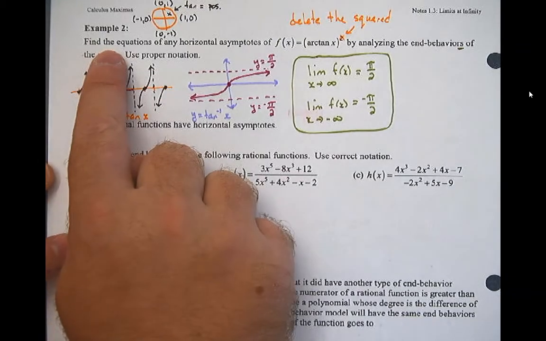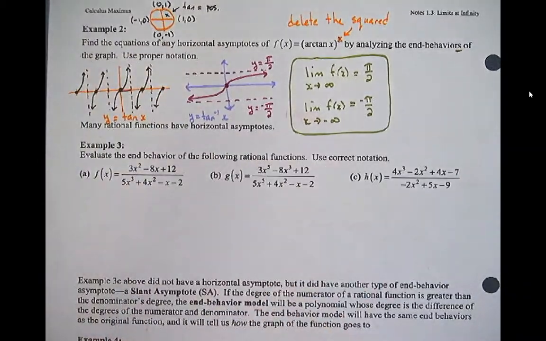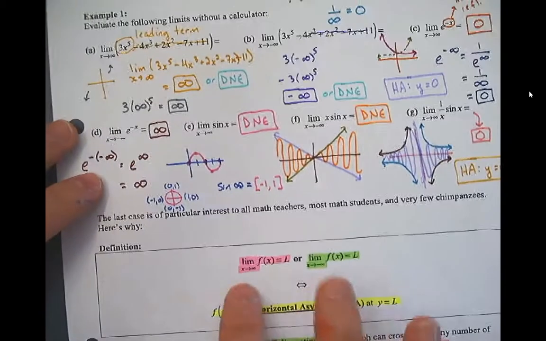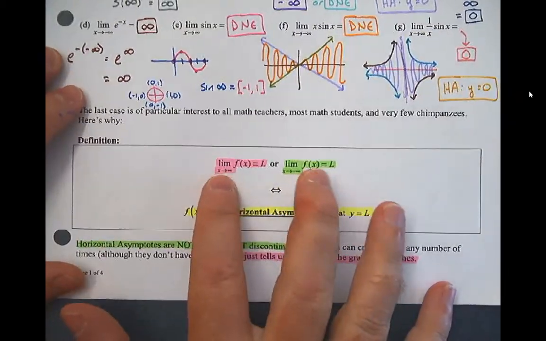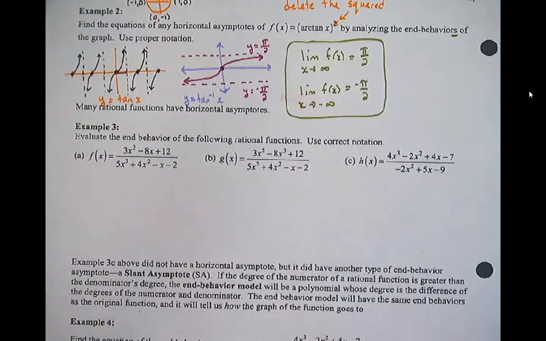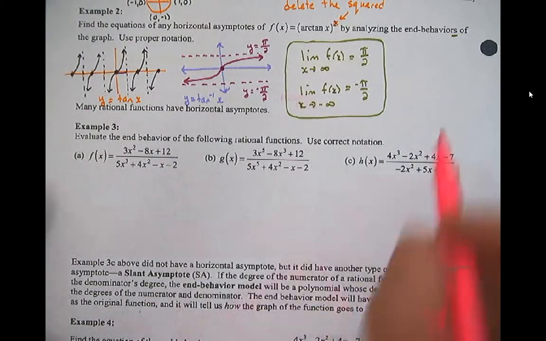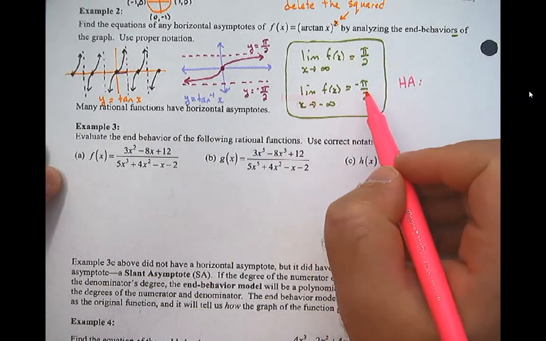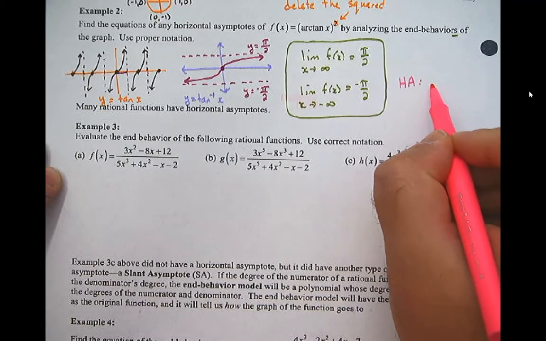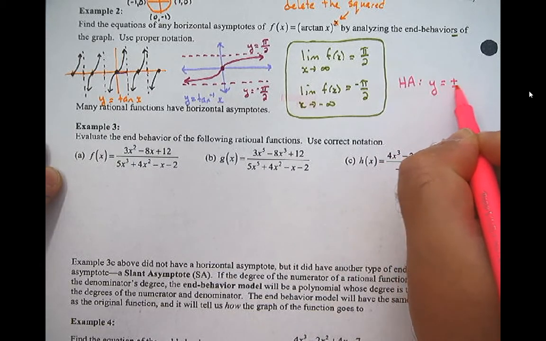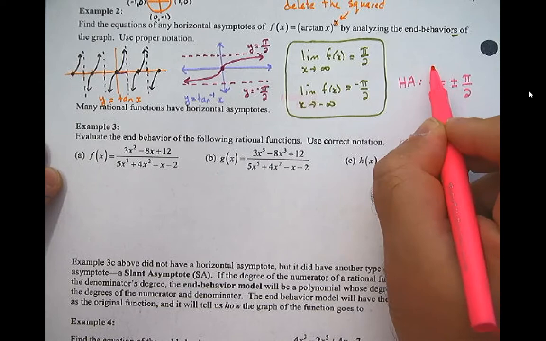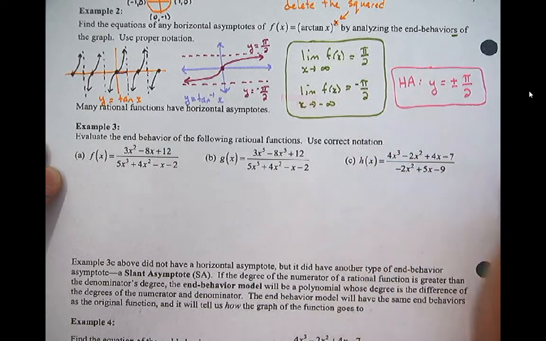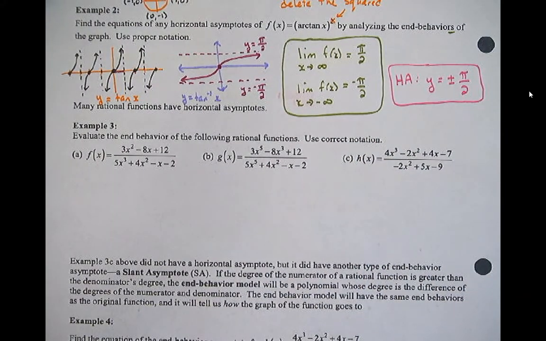It also asks us to find the equation of any horizontal asymptotes. Well, we look from our theorem here that if your end behavior actually levels off at a number, those automatically become horizontal asymptotes. So we have two HAs. We have an HA at y equals pi over 2, and we have an HA at y equals negative pi over 2. So I'm just going to combine them into one equation, y equals plus or minus. That's actually two equations there, but it saves me a little bit of writing.